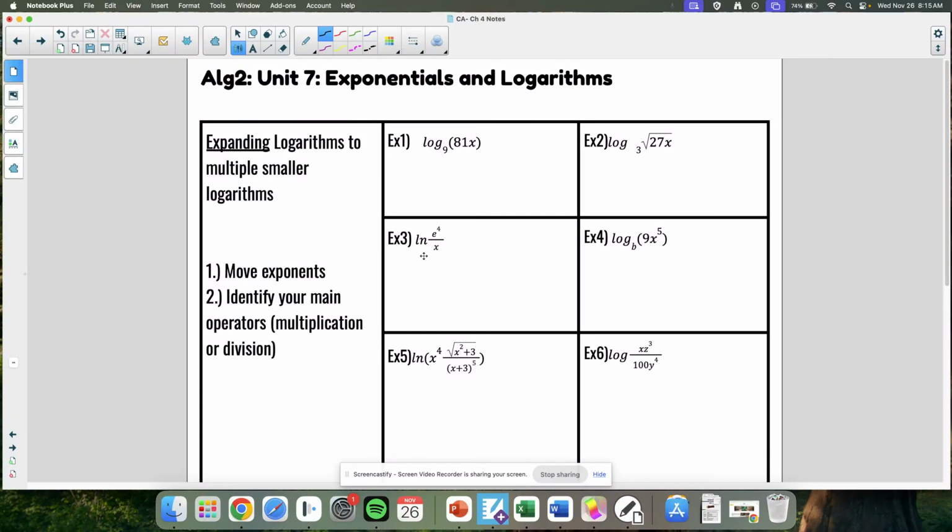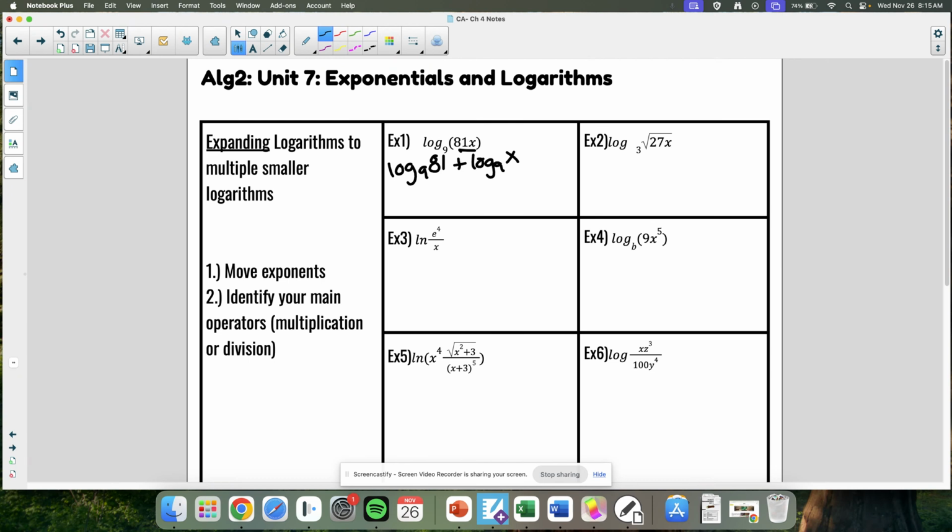All right, now we are going to be expanding. Expanding just means we are going to do the same process, but now we kind of have to identify it backwards. So the first one, what operation is going on inside of that log? Multiplication. If we split apart multiplication, what will it split with? A plus or a minus? A plus. So because it is 81 times x, it's going to be log base 9 of 81 plus log base 9 of x. So the 81 and the x are multiplying. So then when you split it, the 81 and the x, those are the ones that get their own logs.